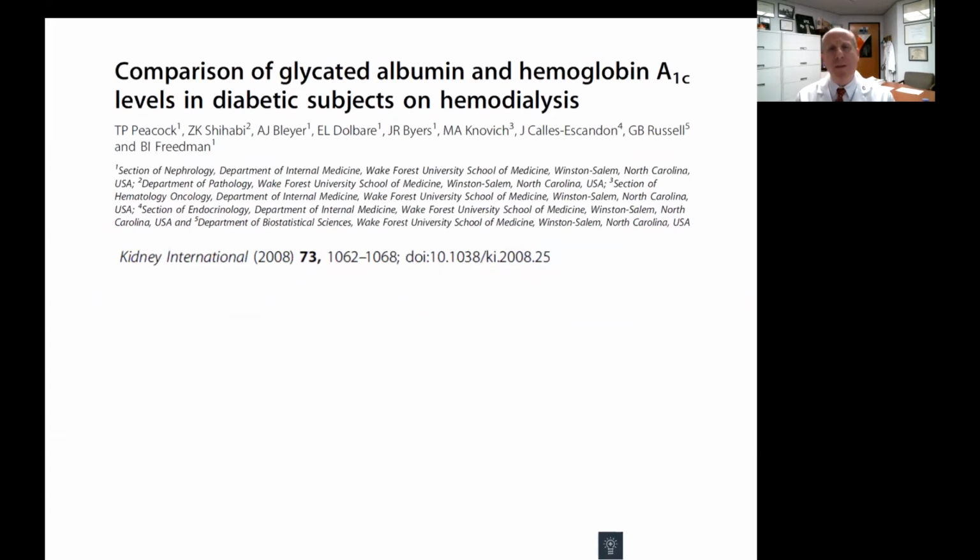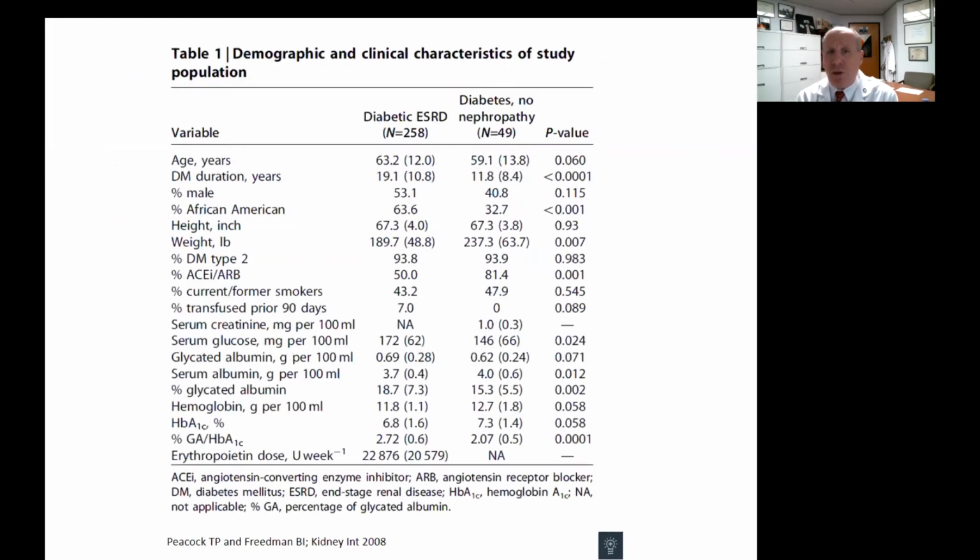Having been struck by that data, we did a similar study in the North Carolina Wake Forest dialysis unit. We published this in Kidney International in 2008, and I want to take you through this study. It's very similar to what was seen in Japan. We had 258 patients with diabetes on dialysis, and we used 49 controls who had diabetes durations of about 12 years with no nephropathy.